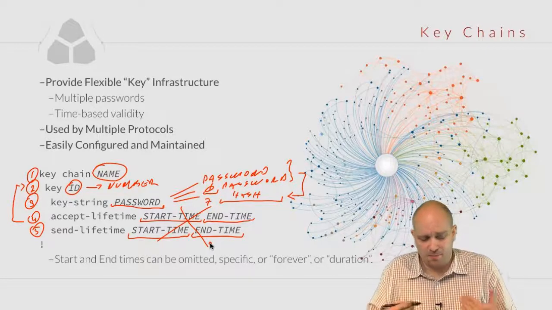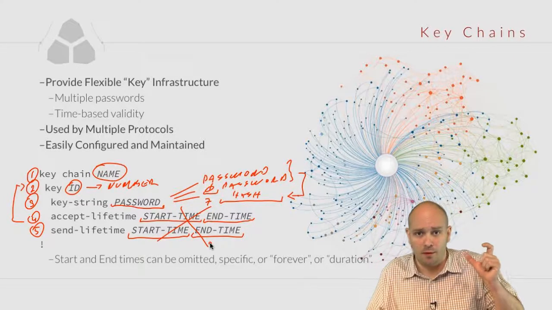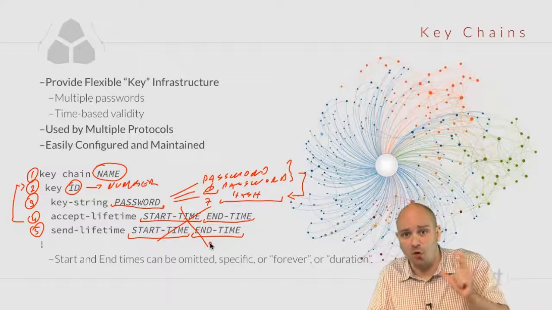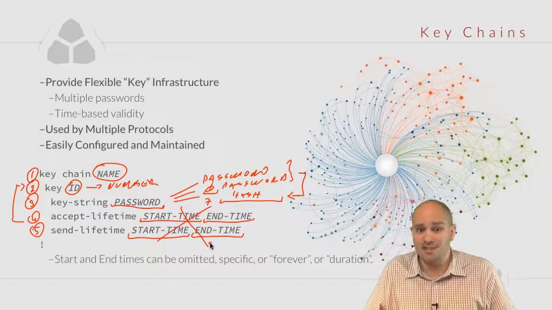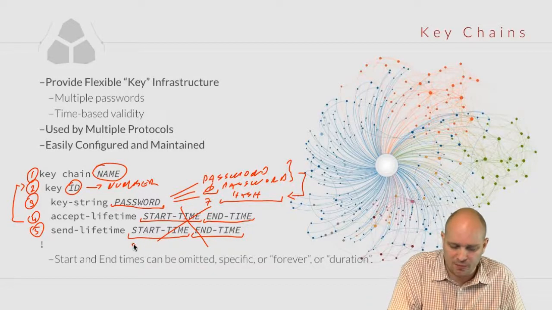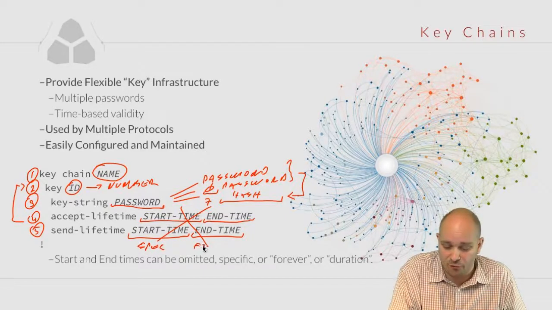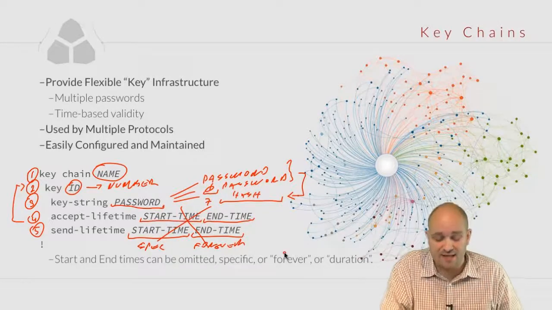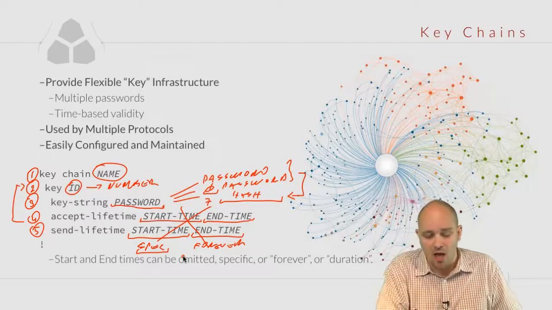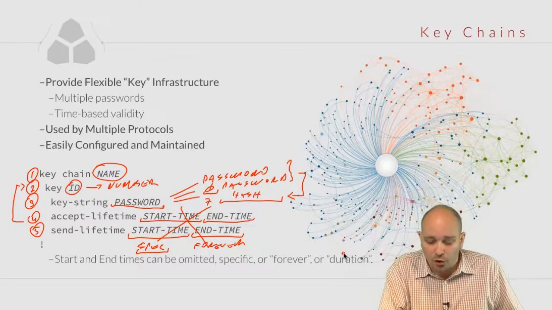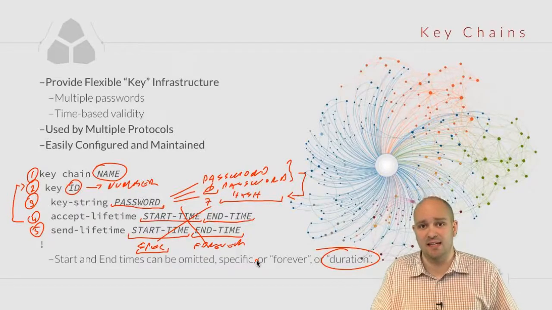It can be specified in a very specific way. That means that the key is valid from this hour, minute, second of this particular date to this hour, minute, and second on that particular date. Or it can be set to forever. That means that we can, for example, specify start time that is very specific, and then we just say forever. And if that is the case, simply the key will be valid from this particular time that we have specified as the start time until the end of time. Or we can specify an actual duration in number of seconds when this key is valid.